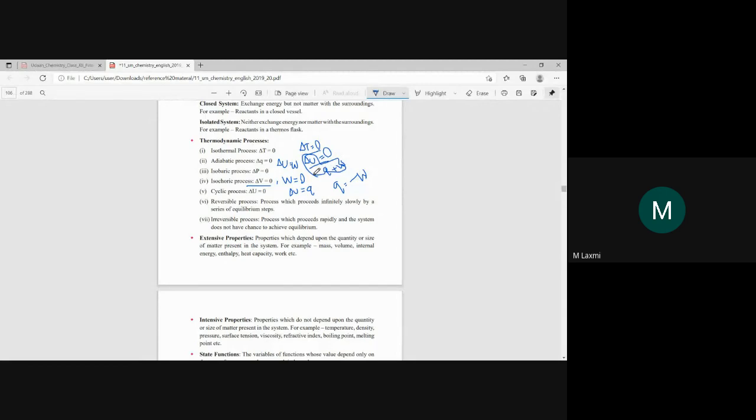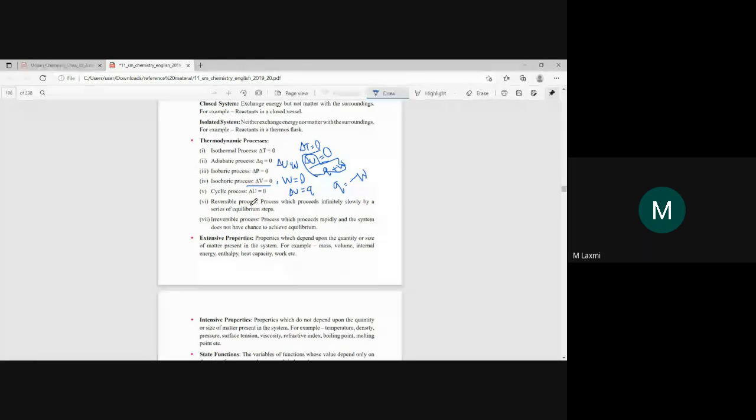So this is all about the types of thermodynamic process. I need to go into detail with the reversible process and the irreversible process. A reversible process proceeds infinitely slowly because under each step equilibrium should be maintained. An irreversible process should proceed rapidly. There is no need to achieve equilibrium.